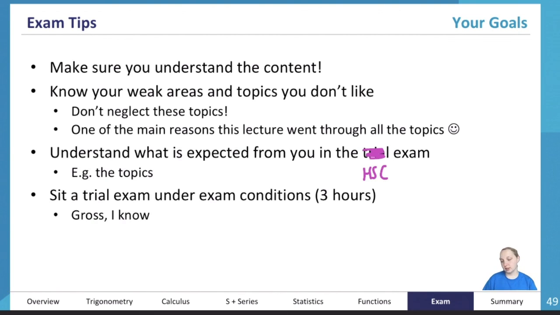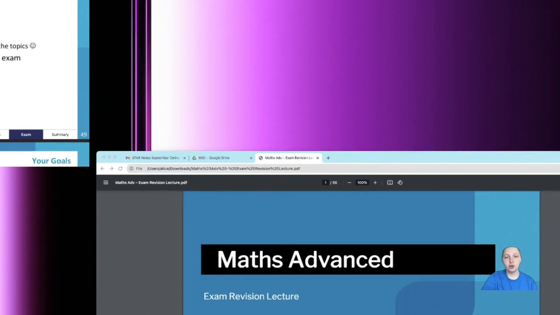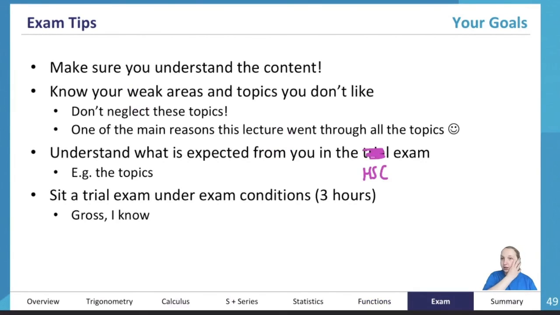the questions. Okay, you want to be super, super familiar with how much time you're going to be able to spend on each of the areas. So don't neglect it. Don't neglect that stuff. It'll be fine. Just try and sit them under exam conditions. I know it's gross and I know you don't want to, and I know it's going to take up a lot of time, but it will pay off in the exam itself.